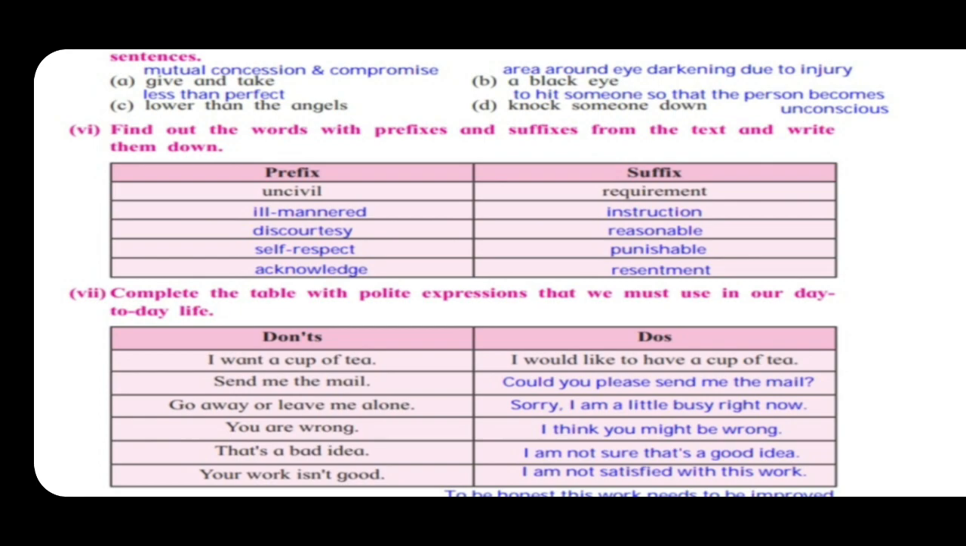Send me the mail. Don't say send me the mail. You can say, could you please send me the mail? Don't say go away or leave me alone. Apart from that, say sorry, I'm a little busy right now. Don't say you are wrong. Say I think you might be wrong.